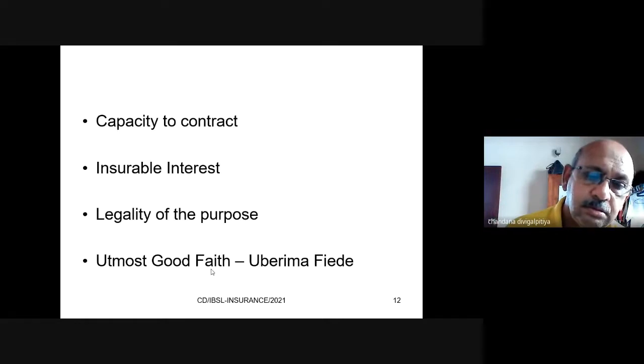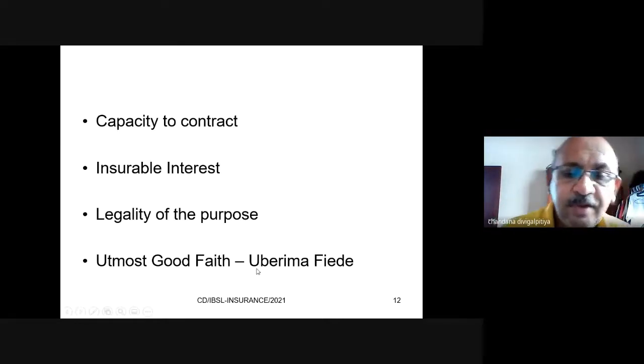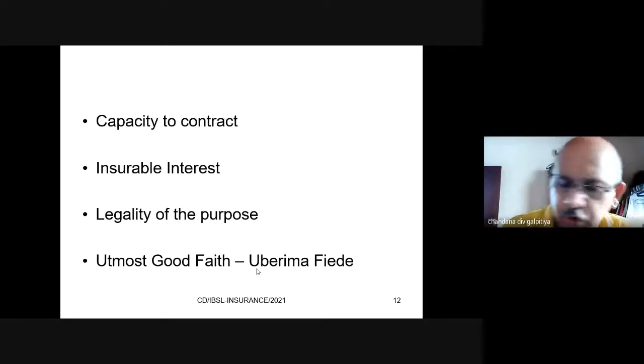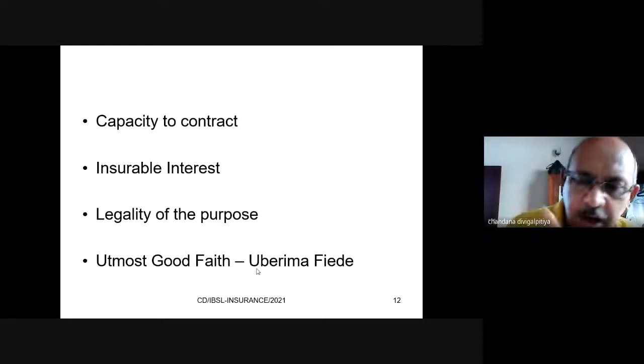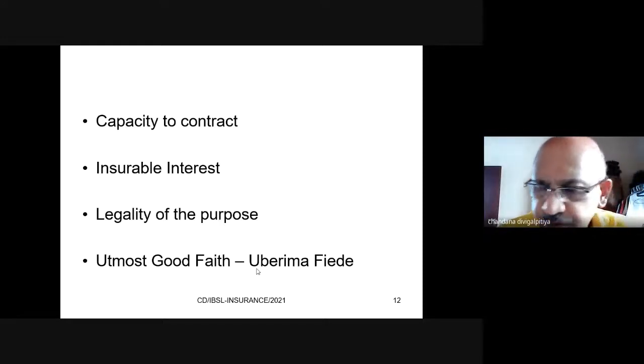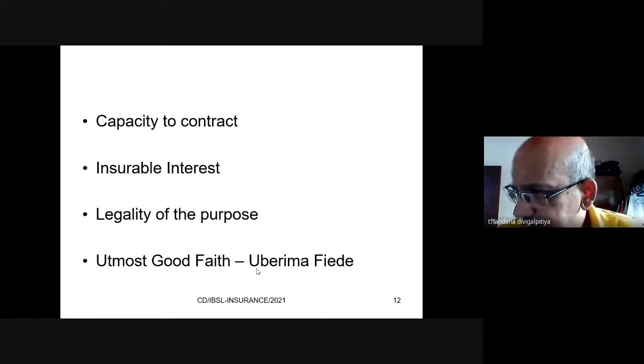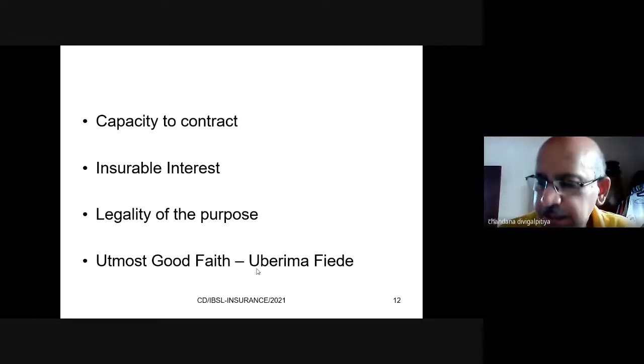Right. Utmost good faith, uberrima fides, means it's simple. I will explain first. Thereafter, I'll give. So when you are buying insurance, you must tell the insurance company the truth in the proposal form. You can't hide facts. Your health, your height, your weight, life insurance, your vehicle, car, use, private use, hire, whatever it is. Tell the truth.